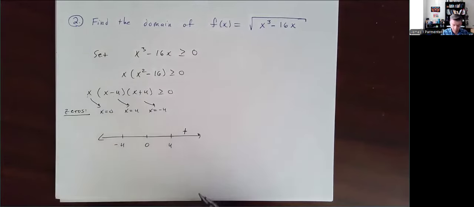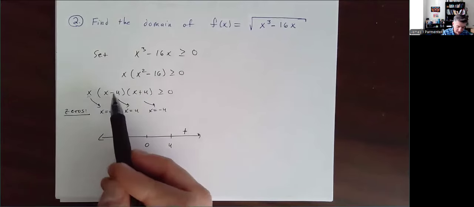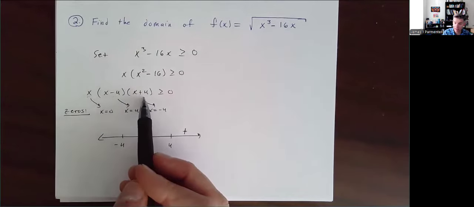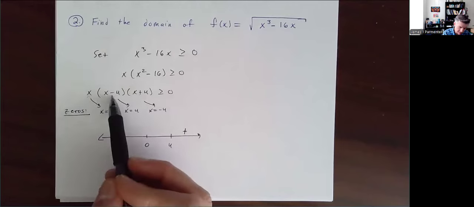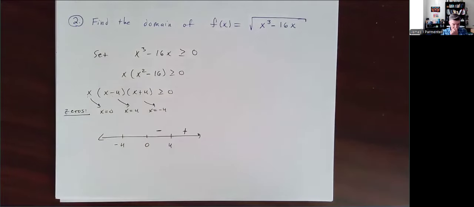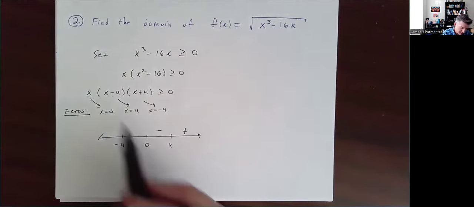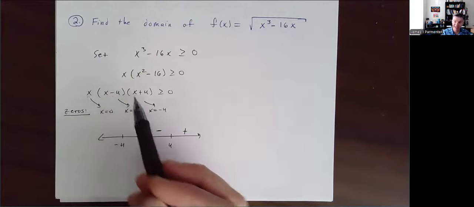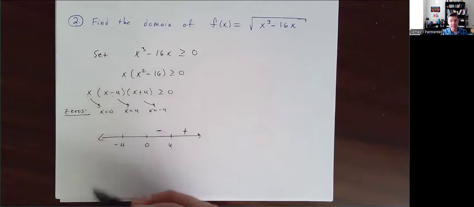I pick the number 1. That part's positive. 1 minus 4 is negative. 1 plus 4 is positive. And a positive times a negative times a positive overall is negative. You can actually find the values if you want to. Like if you actually plug in 1, you get 1 times negative 3 times 5, which is negative 15. But you don't need to find the number. You just need to find the sign.